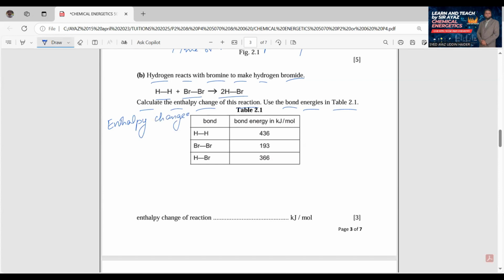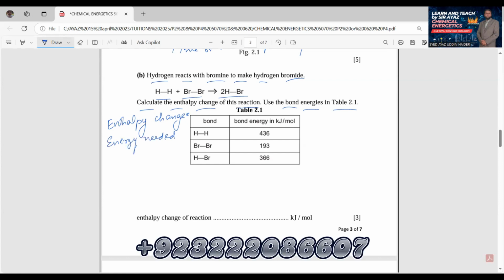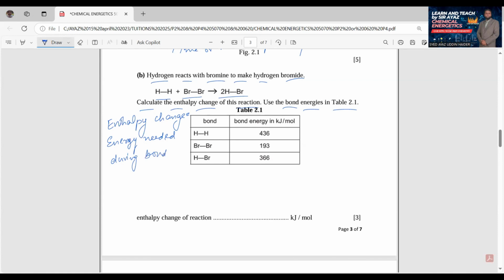And that is energy needed during bond breaking minus energy released during bond making.